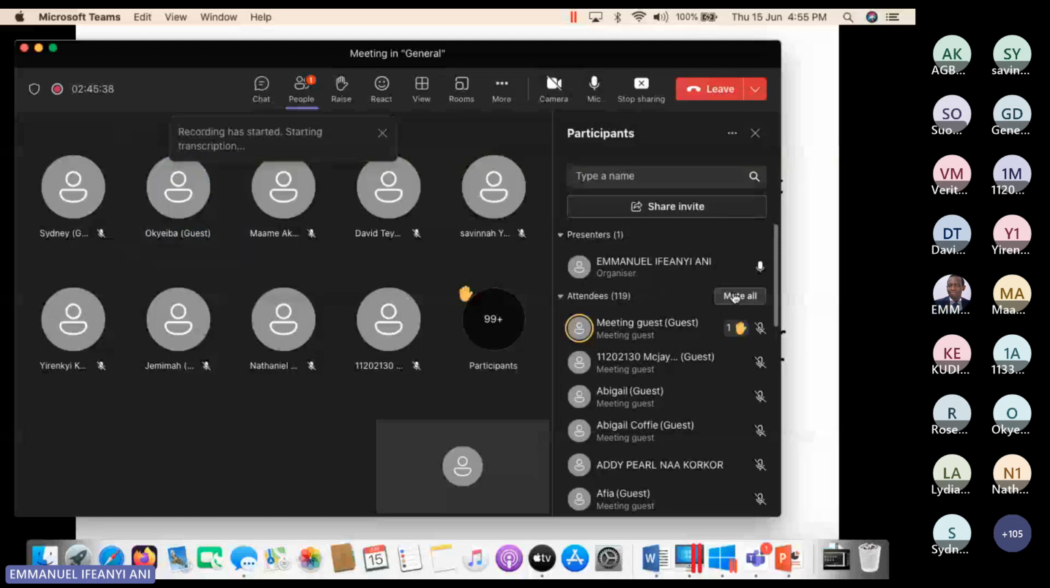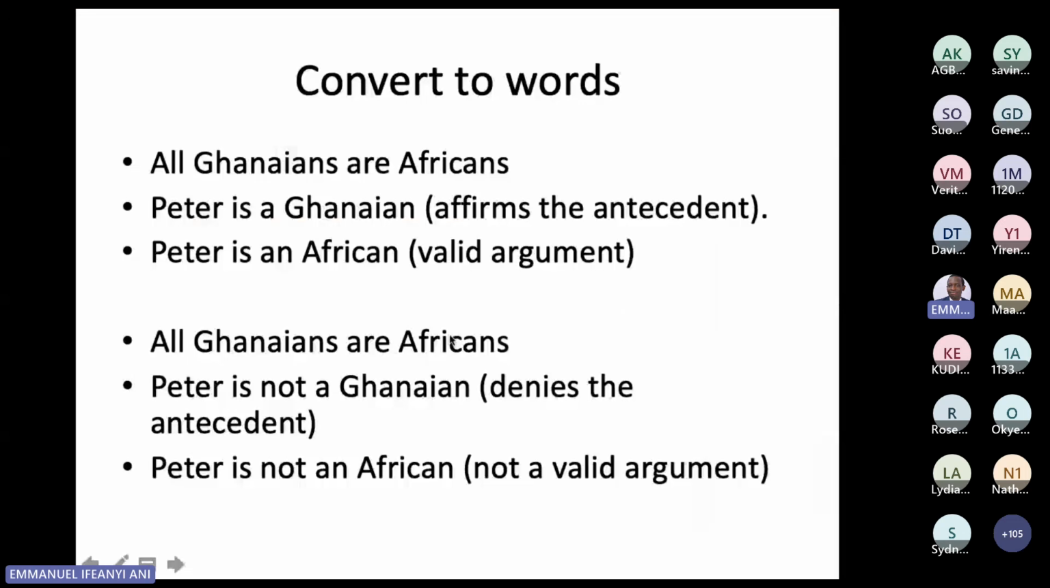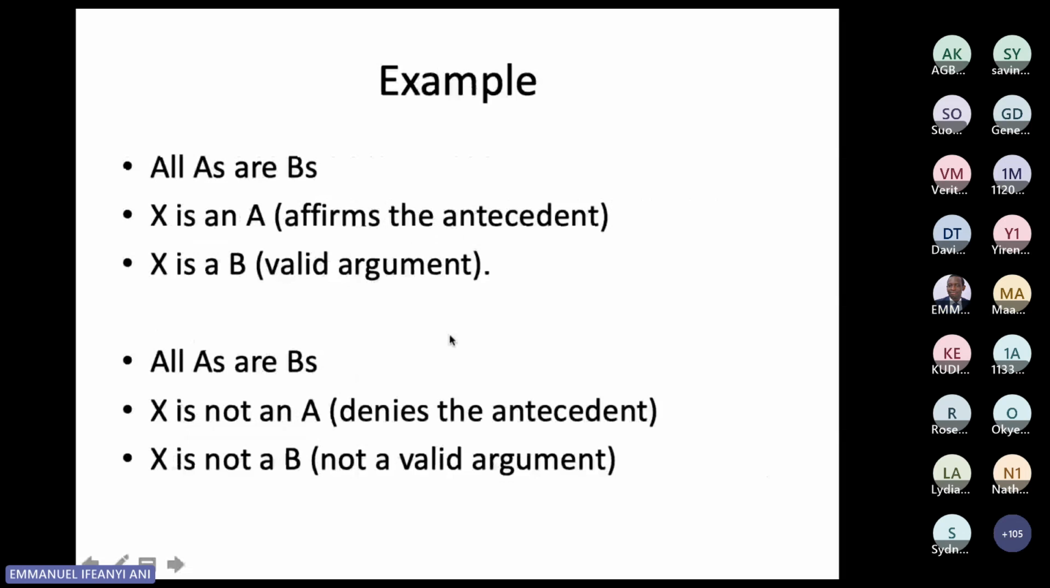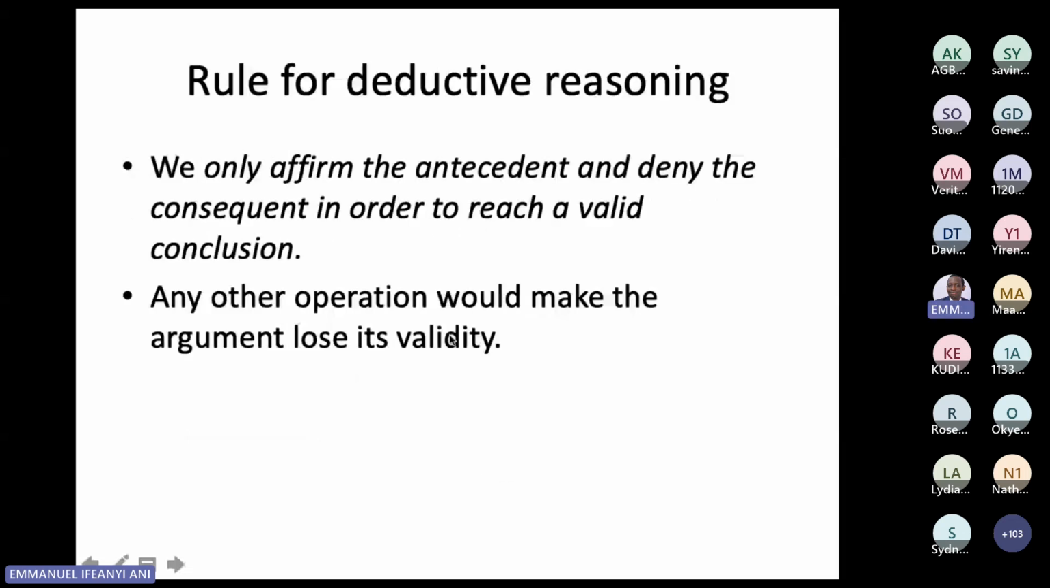Now, putting it in words, all Ghanaians are Africans. Peter is a Ghanaian, affirms the antecedent. So Peter is an African. So we say it's a valid argument. The second example denies the antecedent. Peter is not a Ghanaian. Therefore, Peter is not an African. We say it's not a valid argument.